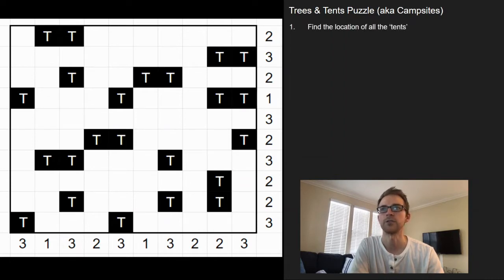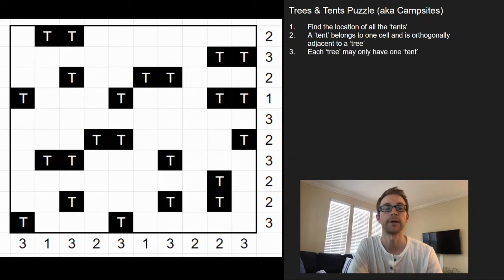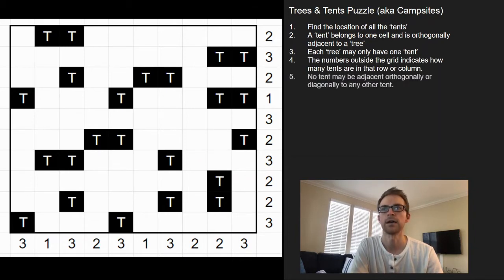The rules state that you must find the location of all the tents. A tent belongs to one cell and is orthogonally adjacent to a tree, and each tree may only have one tent. The numbers outside the grid indicate how many tents are in that row or column. And lastly, no tent may be adjacent orthogonally or diagonally to any other tent. So that's it for the rules.